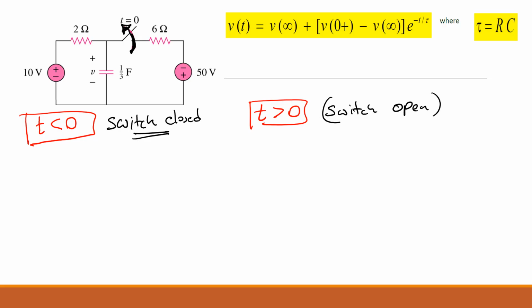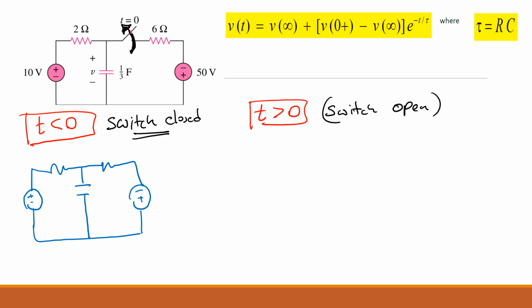Okay, I'll give you time to do this. Draw the two circuits. So what should be the circuit when the time is less than 0? Switch is closed, so your circuit should look like this. Agree? Do you agree with this? And when the time is more than 0, switch was open and you have this.